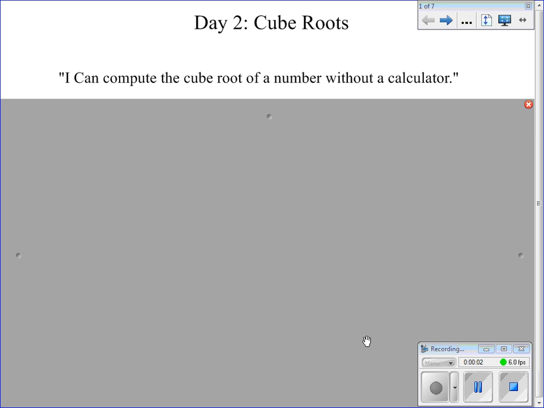Okay, today we're going to be diving into day 2 of our Unit 2, which has to do with exponents and square roots and cube roots. Today we're going to talk specifically about cube roots. And the whole goal is to be able to compute the cube root of a number without a calculator.